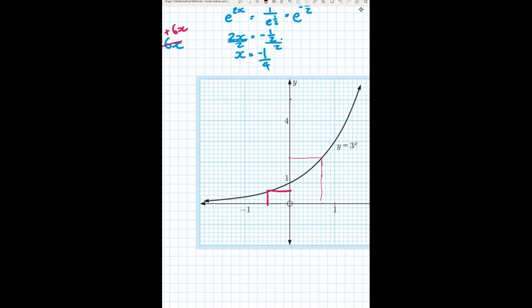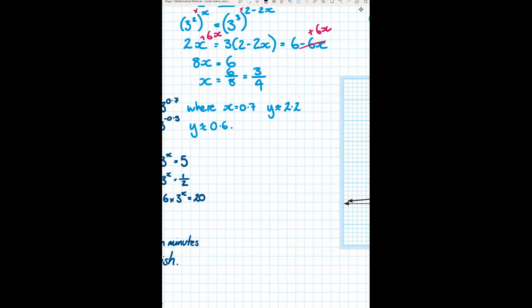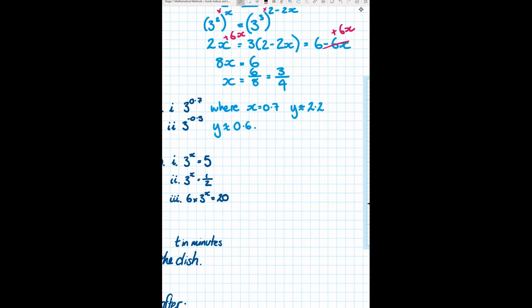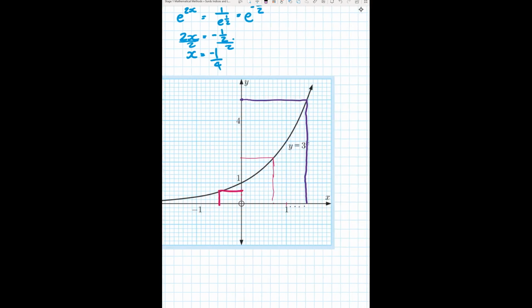So 5 is this point on our graph. So we can measure it all the way across, and then all the way down, trying to be as precise as possible. We have 1.1, 0.2, 0.3, 0.4. So around about 1.45. So we can give the x value as round about 1.45, where 3 to the power of x equals 5.